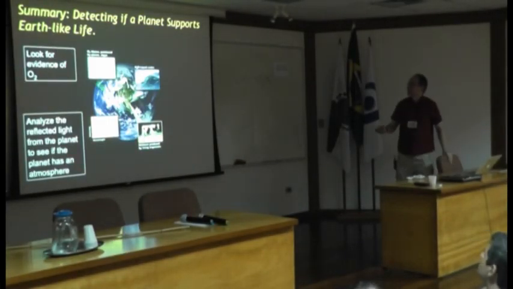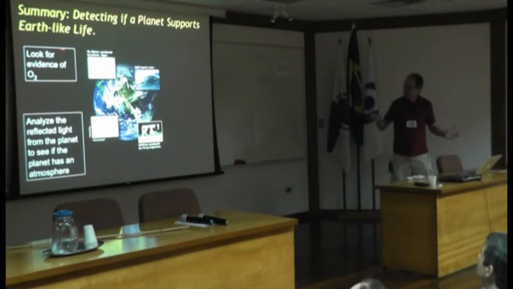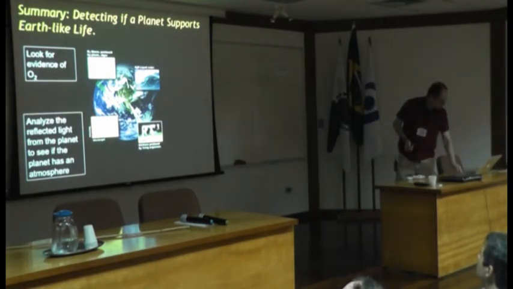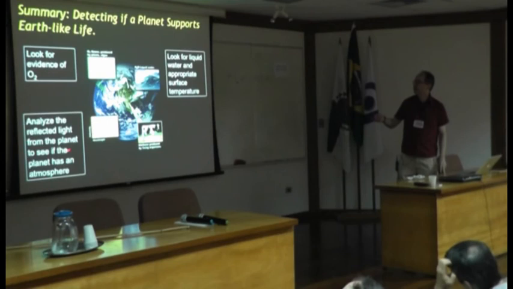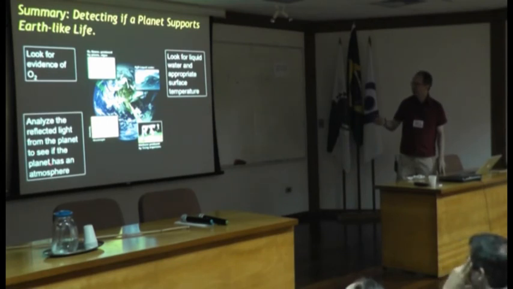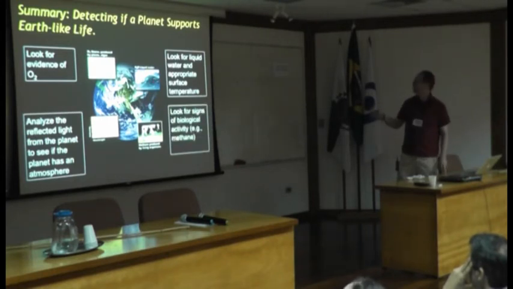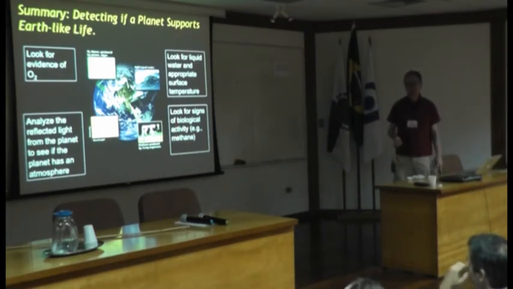So, to summarize then, for an Earth-like life, we can look for evidence of oxygen. We can look in reflected light to see if a planet has an atmosphere or a surface which has liquid water with an appropriate surface temperature. And we can look for biological activity with other gases, such as methane, represented by a cow here, but anyway.